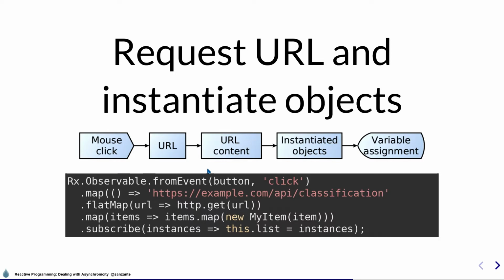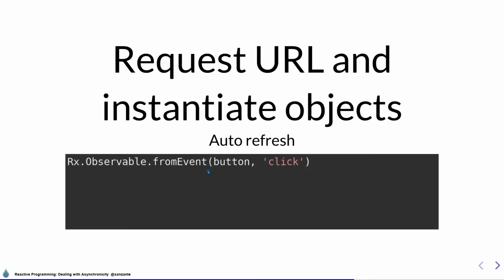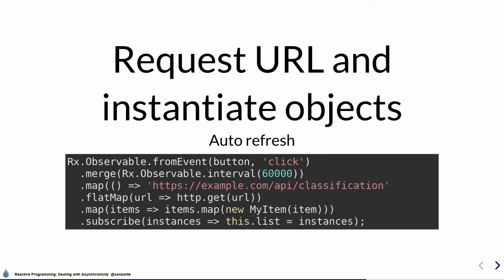What if we want to, for example, add auto-refresh functionality? Well, in that case, we do the same. First, we have the click observable. Then we merge it with another observable that ticks each 60 seconds. So that merge operator emits a value whenever 60 seconds have passed or the user clicks a button. And then we do the same as before. Map to a URL, fetch the data, instantiate, and assign to a local variable.